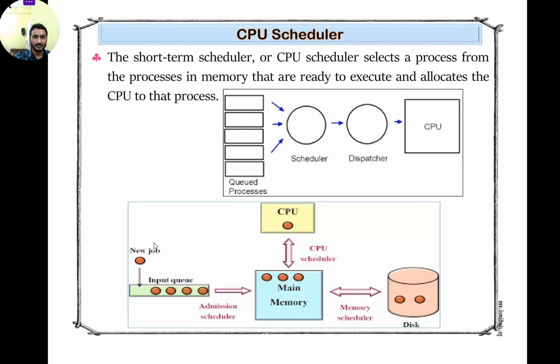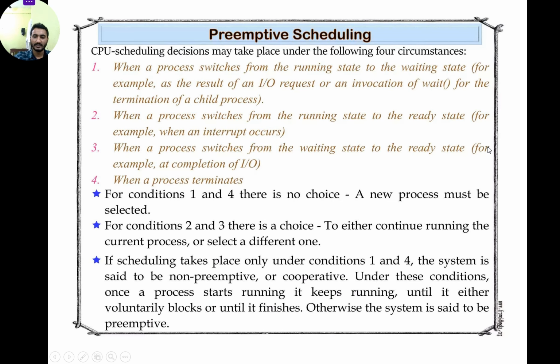In the figure below, you can also see a new job which comes to the input queue. After that, the admission scheduler takes three or four processes to main memory, and after that one process goes to the CPU. Next slide.